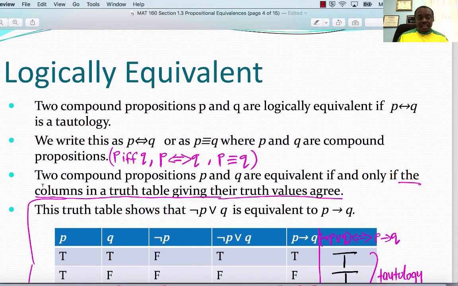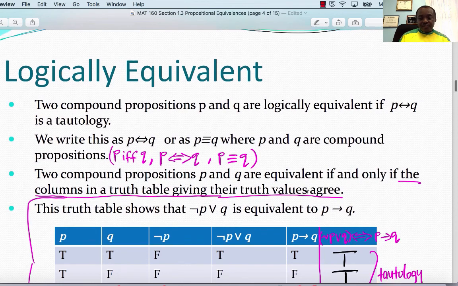Additionally, we can also say that two compound propositions P and Q are equivalent if and only if the columns in a truth table giving their truth values agree. So, two compound propositions are equivalent if and only if their respective columns agree. So there are two ways to prove that two compound propositions are logically equivalent. Number one, we can show that P if and only if Q is a tautology. Number two, we can show that the two columns that give the truth values of these propositions agree.